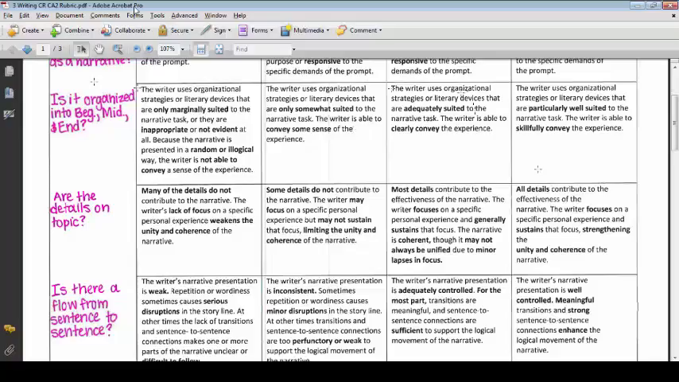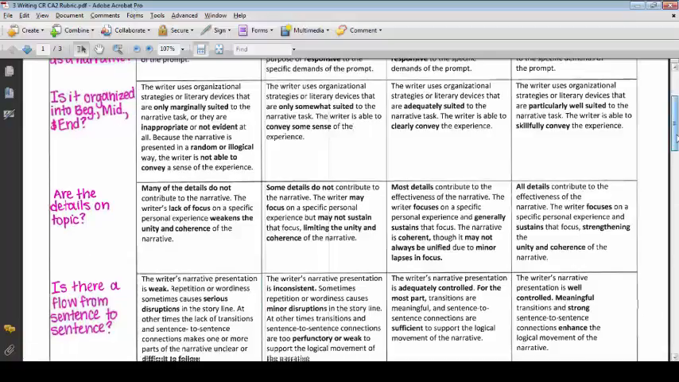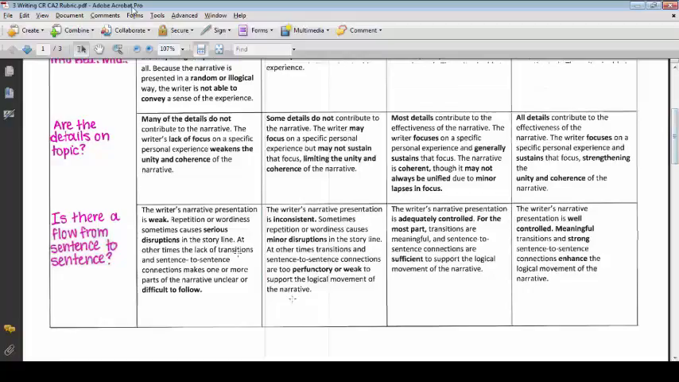So the next row is, is it organized in the beginning, middle, and end? Are the details on topic? And is there a flow sentence to sentence? Again, ask yourself these questions and really try to see some of the bolded words in here. So for example, the difference between it's really weak versus it's inconsistent. There's a difference between sometimes it's good and sometimes it's not good, and overall it's very poor.